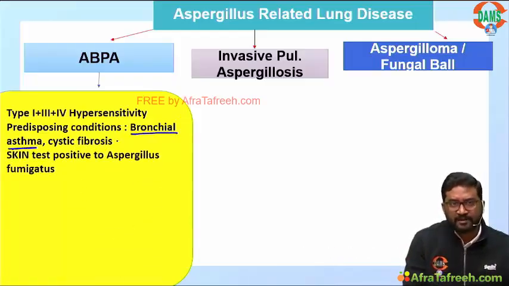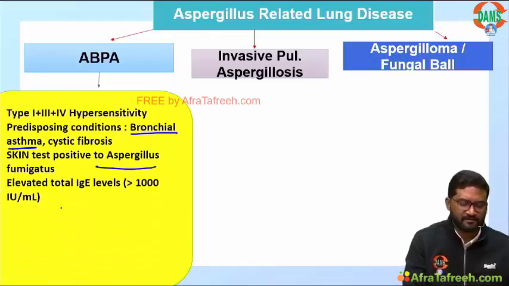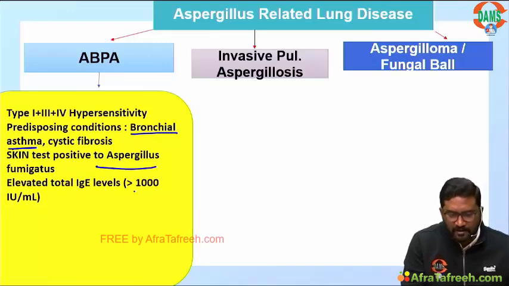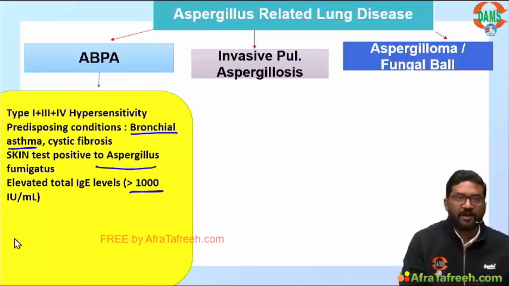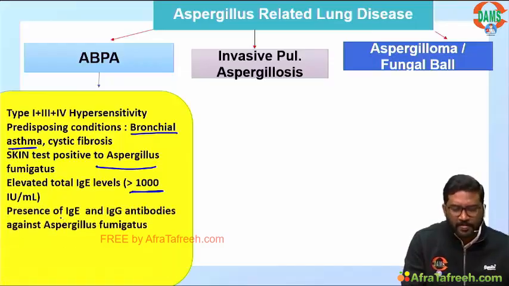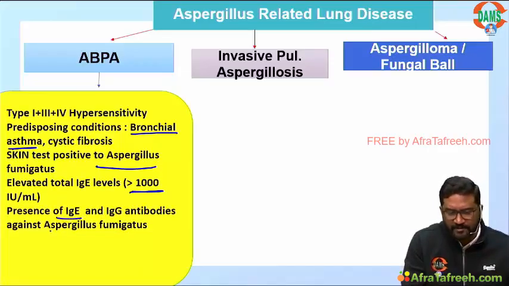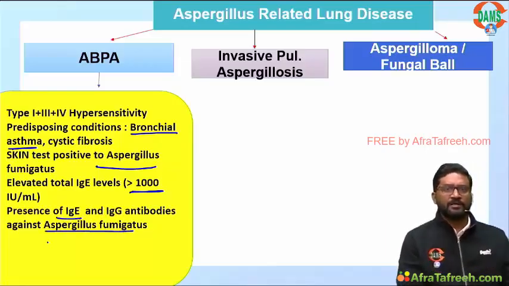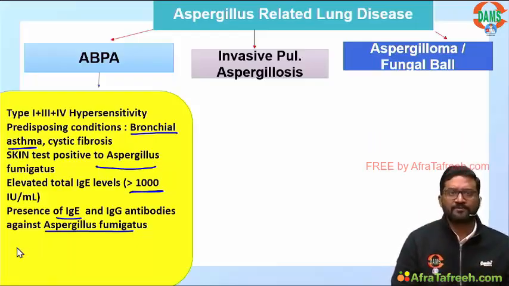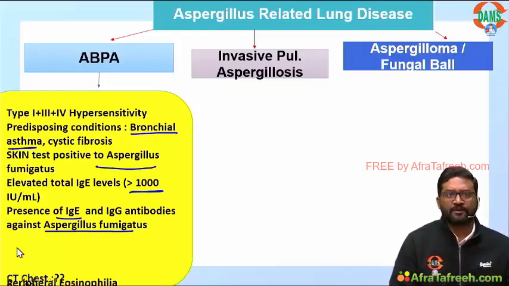Then the skin test will be positive to Aspergillus fumigatus. Then what about the IgE levels? Because this is type 1 hypersensitivity, IgE will be significantly high. And in the body, there will be presence of Aspergillus specific IgE and IgG. This is more of your body not liking Aspergillus. It is giving a hyperimmune response. That hyperimmune response is called ABPA.